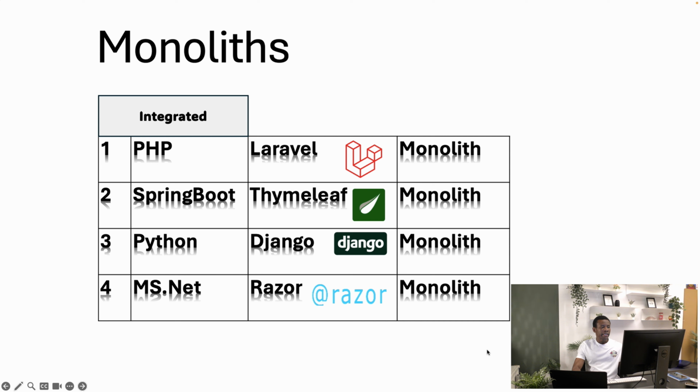Number 1, PHP Laravel. This is a monolith. This is the monolith section, so you have a complete application built together. The API and the UI are built in the same IDE, in the same framework. PHP Laravel, Spring Boot Thymeleaf. This is what we did. Python Django, MS.NET Razor. So these are tools that are integrated so that when you are building it, you can be testing the API and the UI at the same time. So this is number 1 to 4, the monolith.